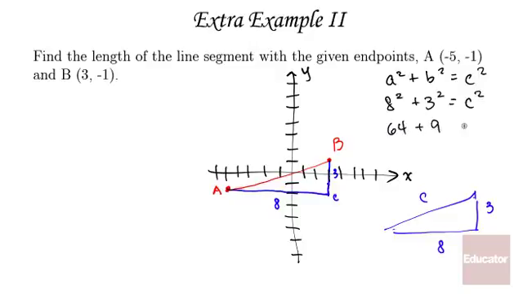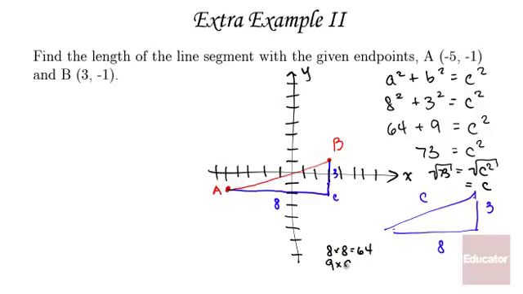64 plus 9 equals c squared. 64 plus 9 is 73, c squared. Let's find the square root of 73. And c is approximately, what's our closest value there? 8 times 8 is 64, and then 9 times 9 jumps up to 81. So I would say that 8 is our closest. So it's about 8.